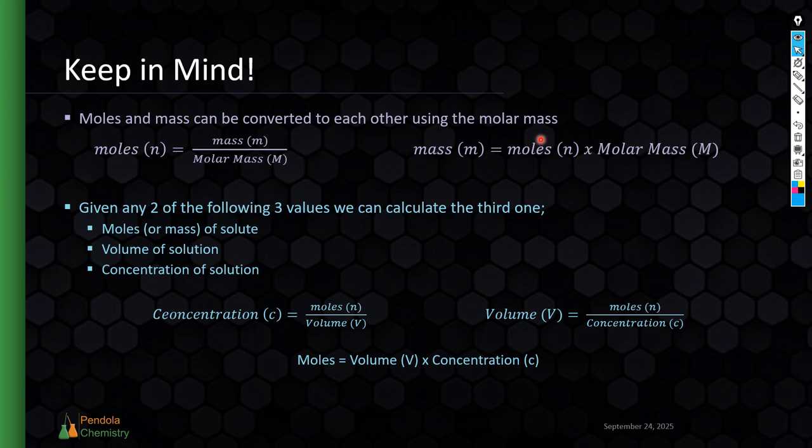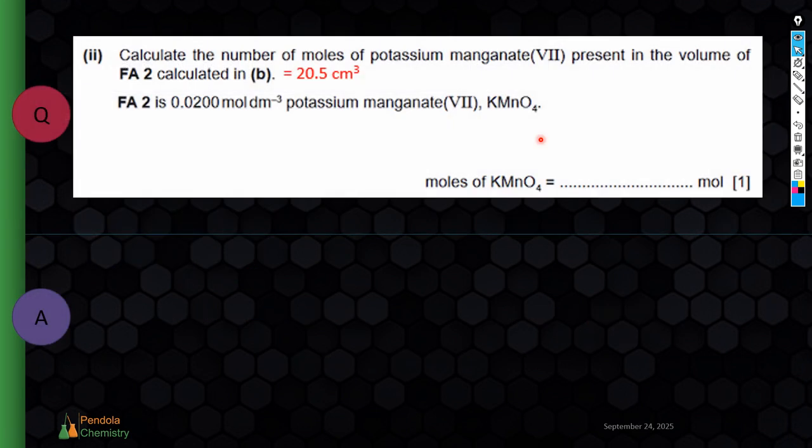So let's go to a problem, and this problem includes using that equation that we just learned, but this problem comes from paper 3, from our practical paper. This is from a titration, which we'll talk about at the end of this chapter, where I'll have a whole video on that procedure. But if we read this problem: calculate the number of moles of potassium permanganate, manganate 7 being potassium permanganate. We'll talk about why manganate 7 is permanganate in a later chapter. But calculate the number of moles of potassium manganate 7 present in the volume of FA2 calculated in B.